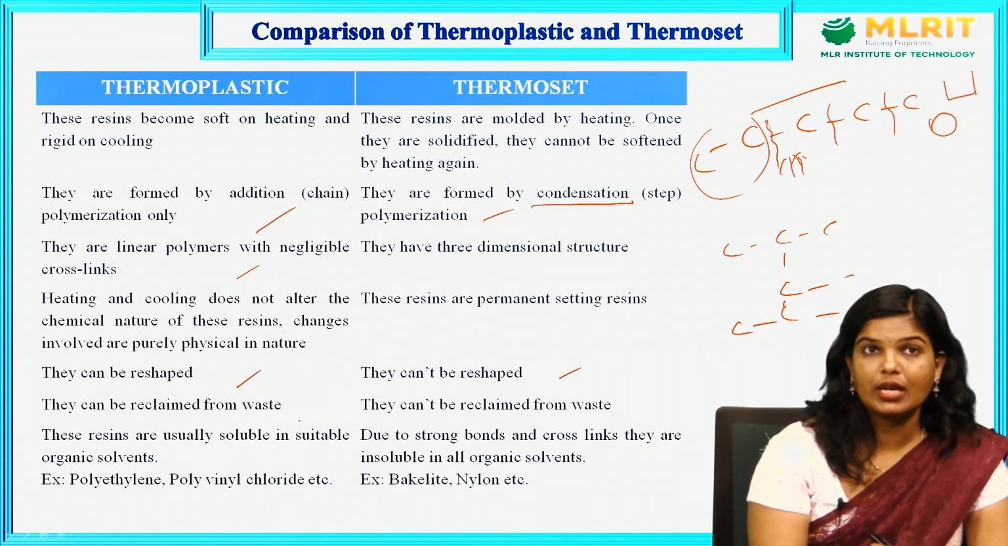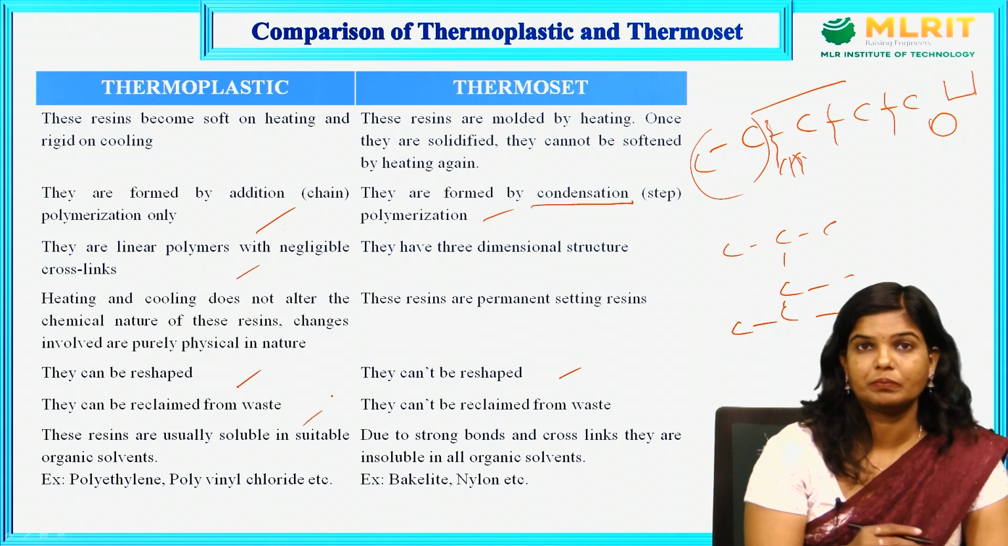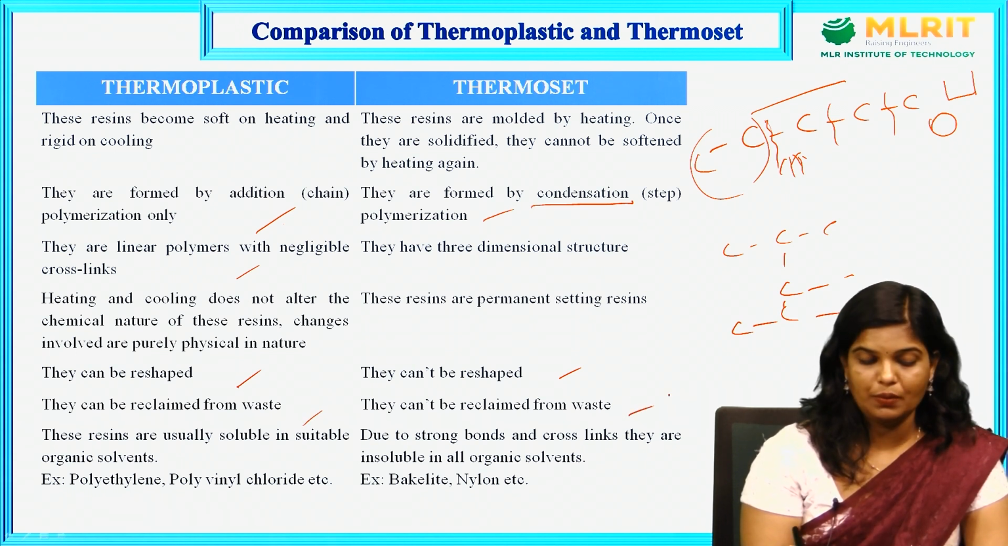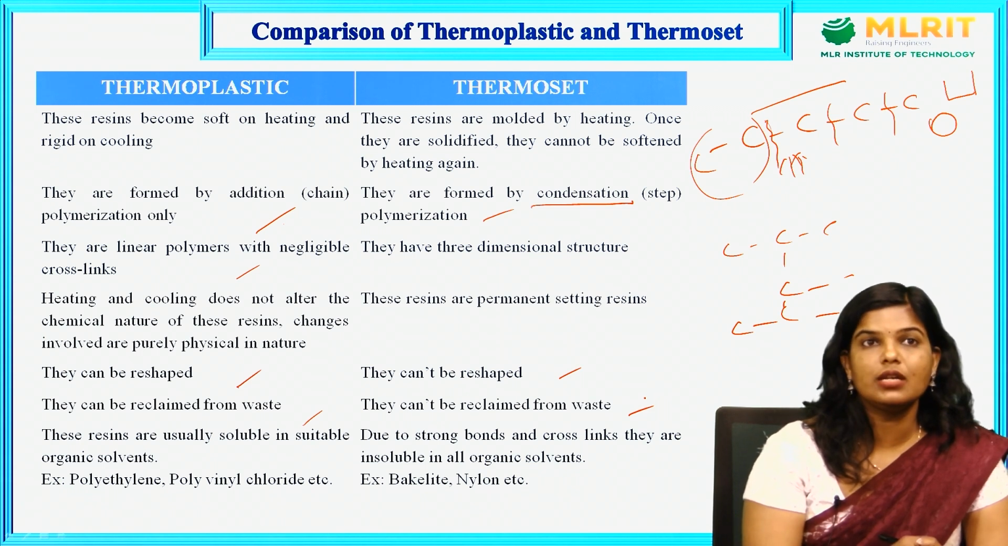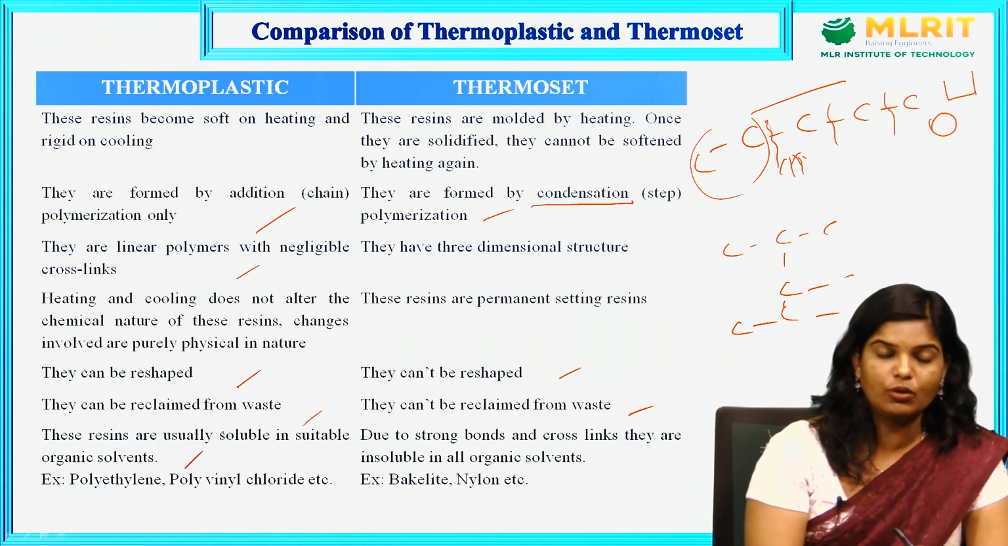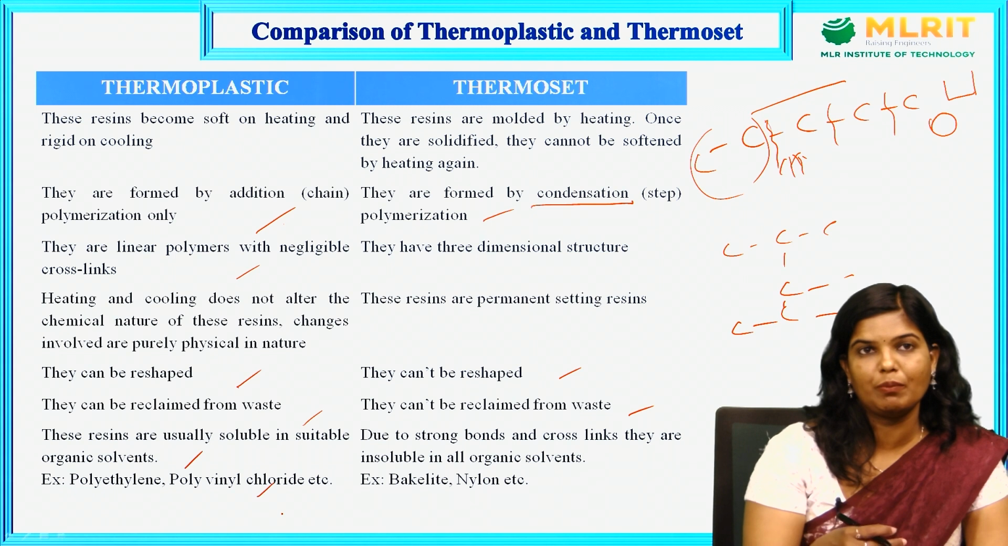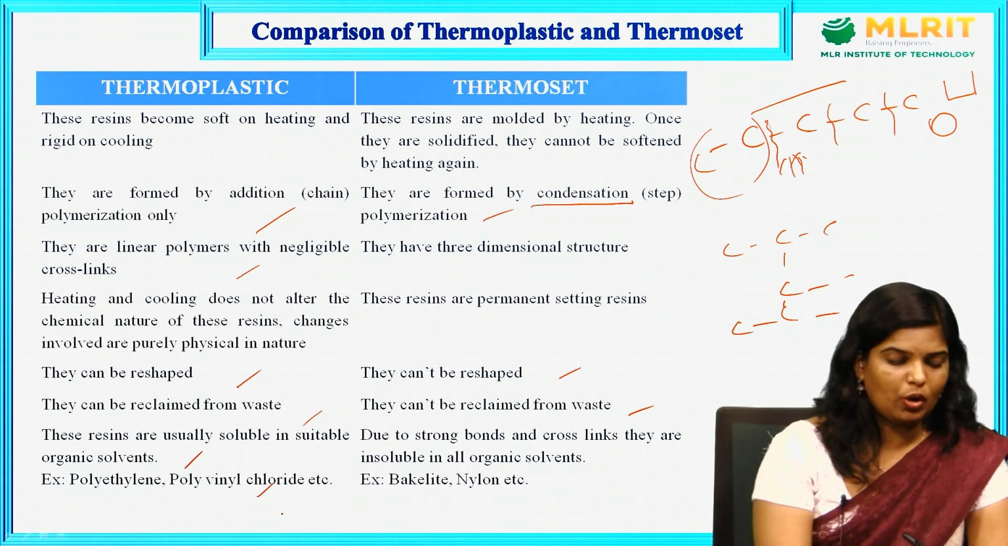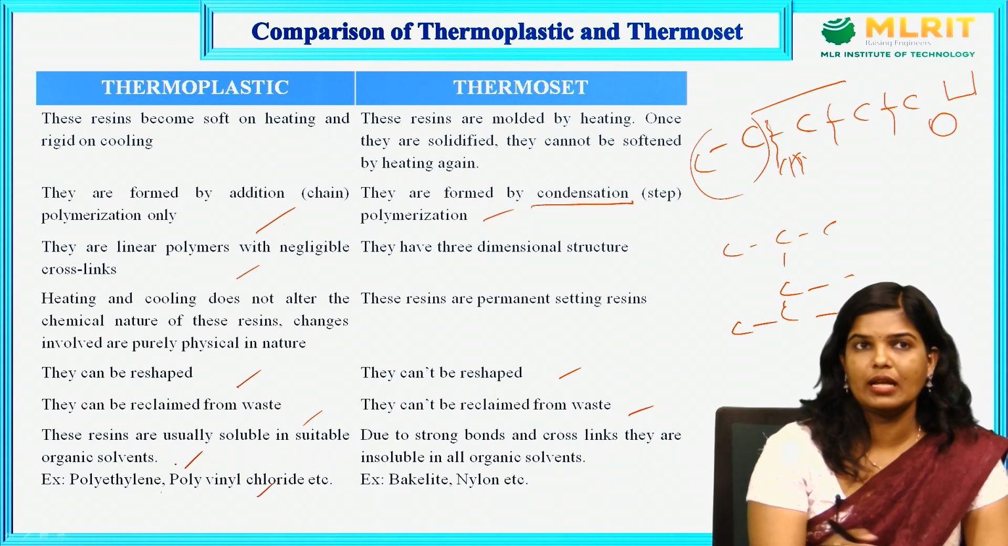Thermoplastic, obviously, we can reclaim from the waste materials, but thermoset, we cannot reclaim back from the waste materials. With thermoplastic, if we add any organic solvents, it will get dissolved. For example, PVC, if we add it to acid, what will happen? It will completely break. Or a polyethylene cover, when it is dipped in acid, will completely break.